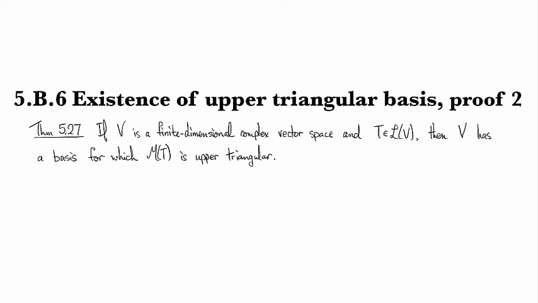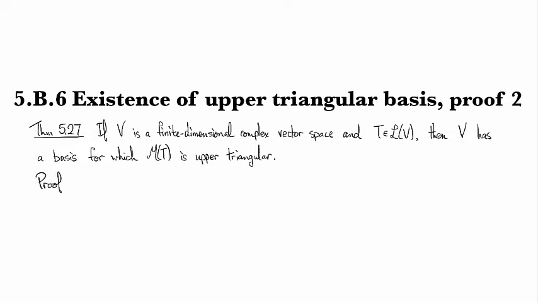All right, so now we're going to do the same theorem again, but with a different proof. Okay, so again, we're trying to prove that if V is finite dimensional and a complex vector space, then given an operator on it, V has a basis with respect to which the matrix of the operator is upper triangular.